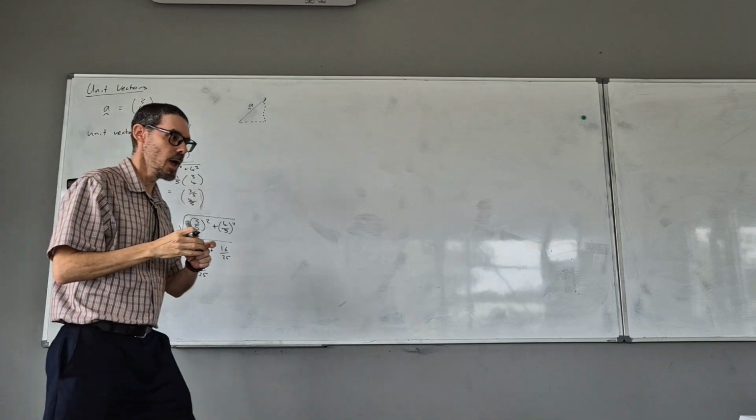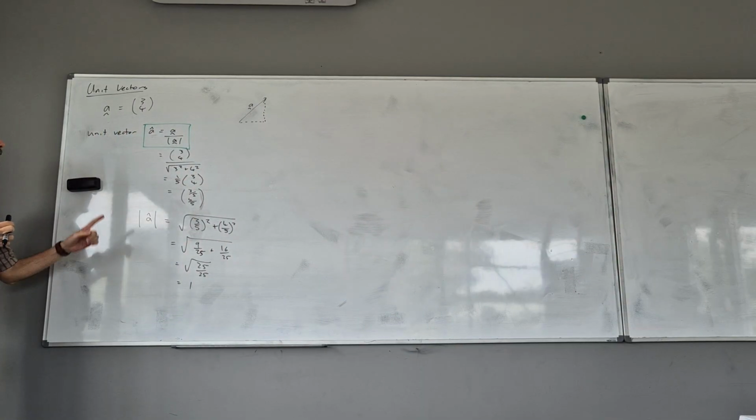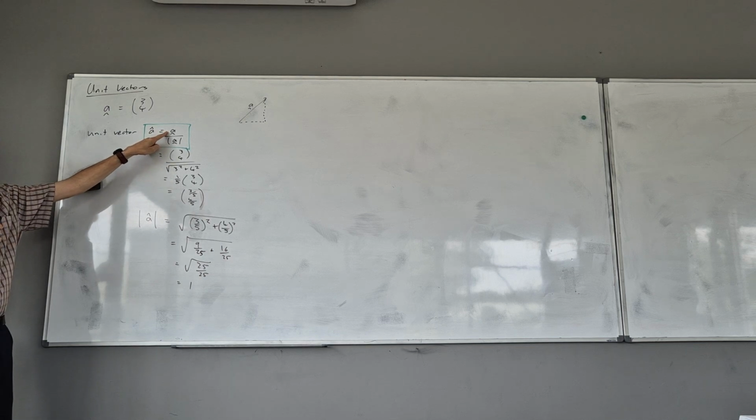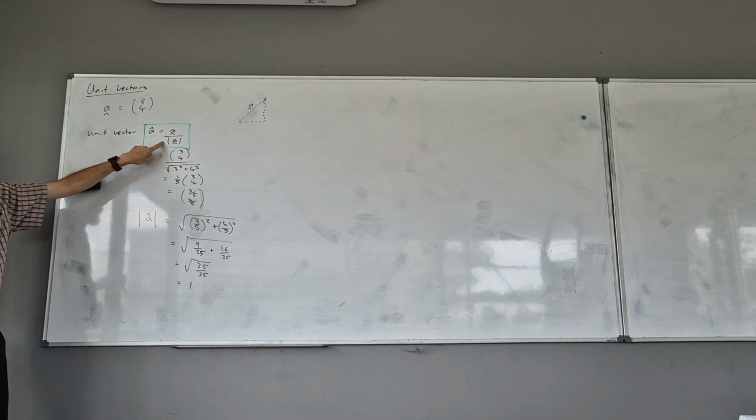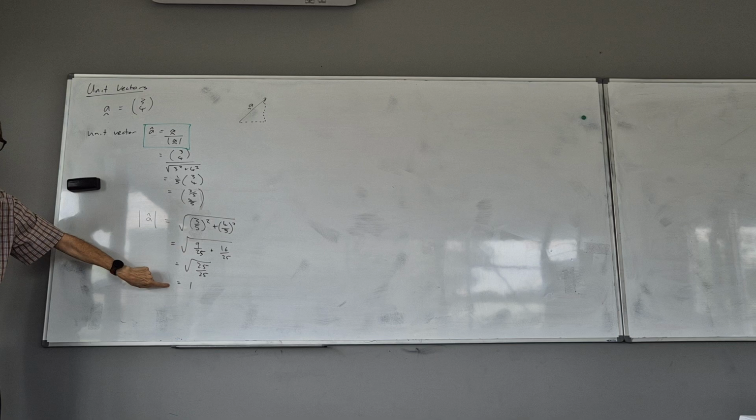Is that the formula we should remember? That's the formula for the unit vector. So if I get a vector and divide it by its own length, the result is going to be a vector of length 1.